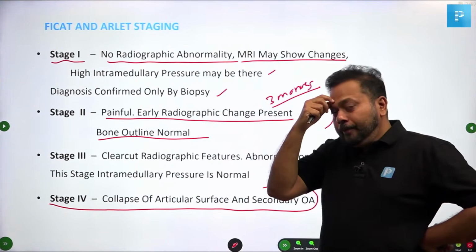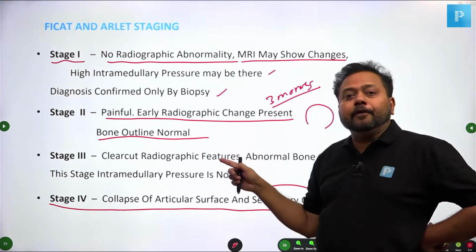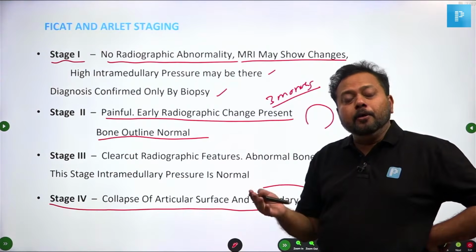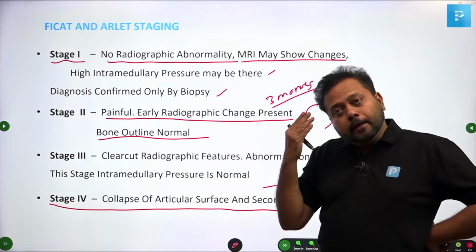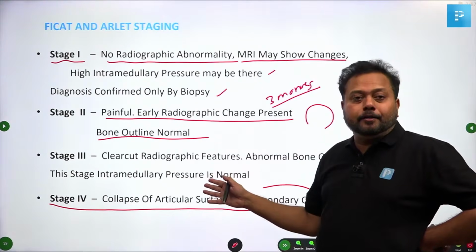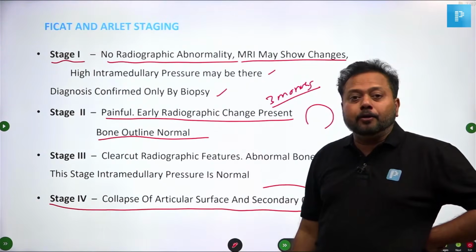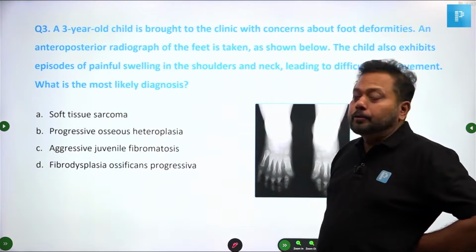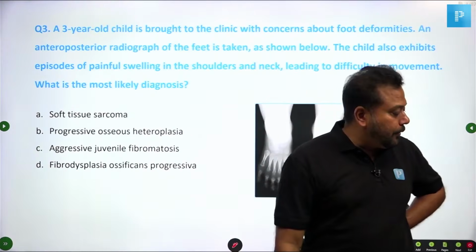Stage 3: the clear-cut radiographic features like increased bone density, your crescent sign, everything will be there, but the bone outline is altered. That is stage 3. Stage 4 is secondary osteoarthritis. So this is about avascular necrosis, very important.